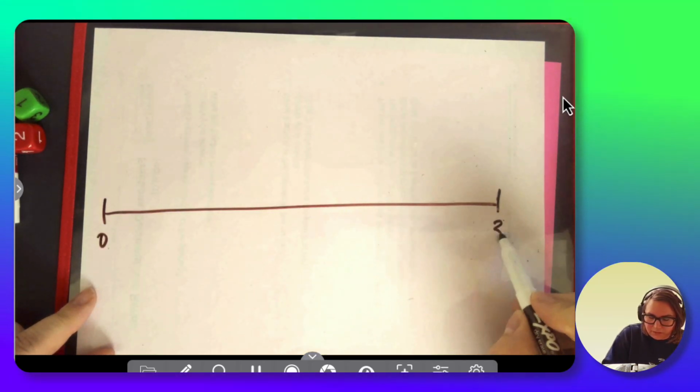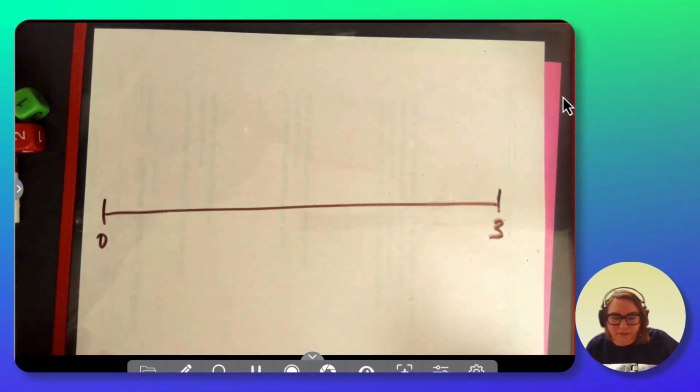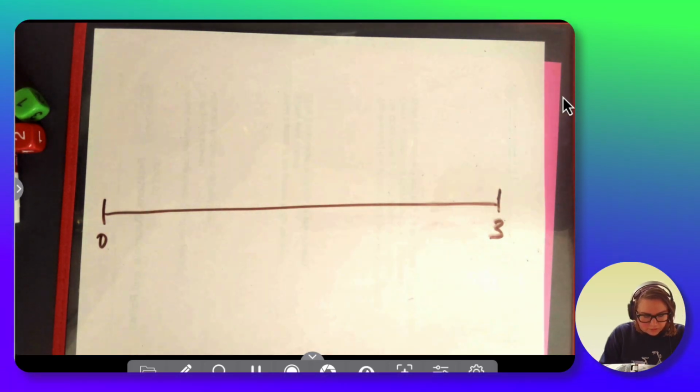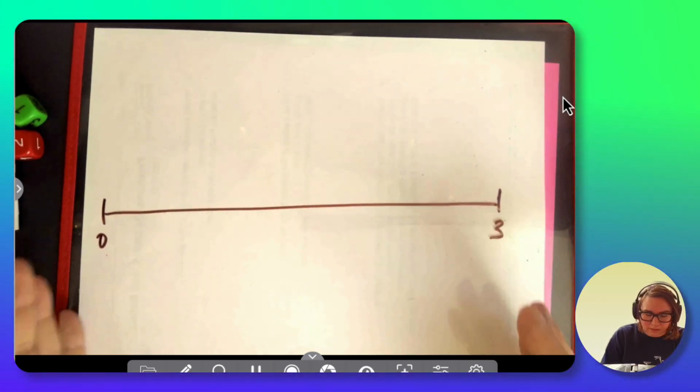This lesson starts by introducing a game that the kids are eventually going to play in partners, but we'll start off by playing all together as a class. So we'll put a big number line up on the board, and this number line is going to go from 0 to 3. And as a class, we want to partition this number line into thirds. So we're going to start by partitioning 3 into thirds.